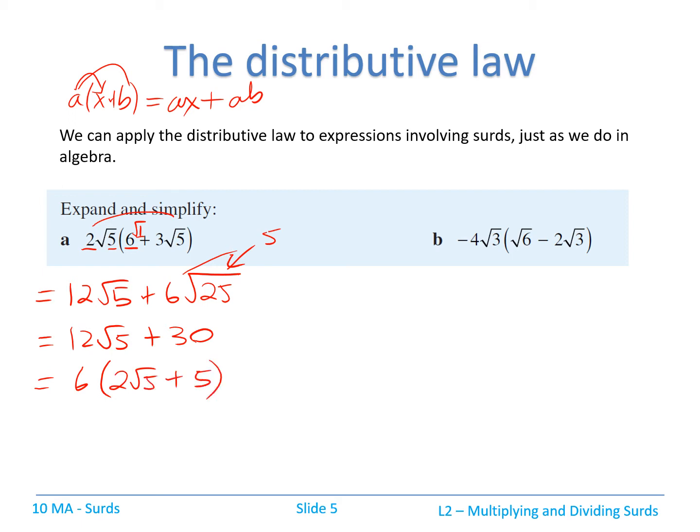The reason I would say that, because if there was something on the bottom and you needed to simplify it, you could take out a factor and then simplify it with the bottom if it was possible. But you don't have to do it. It's just that if you needed to simplify it, it'd be a good idea.